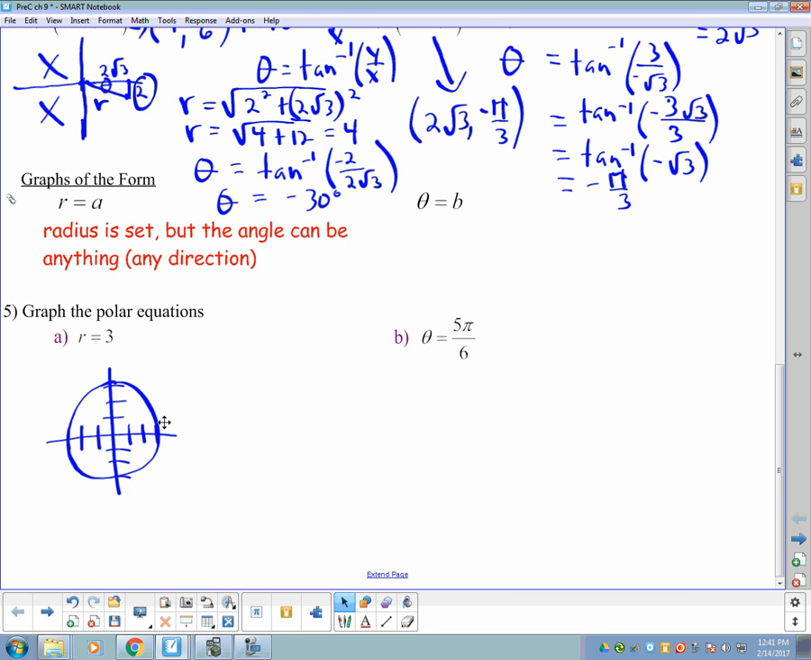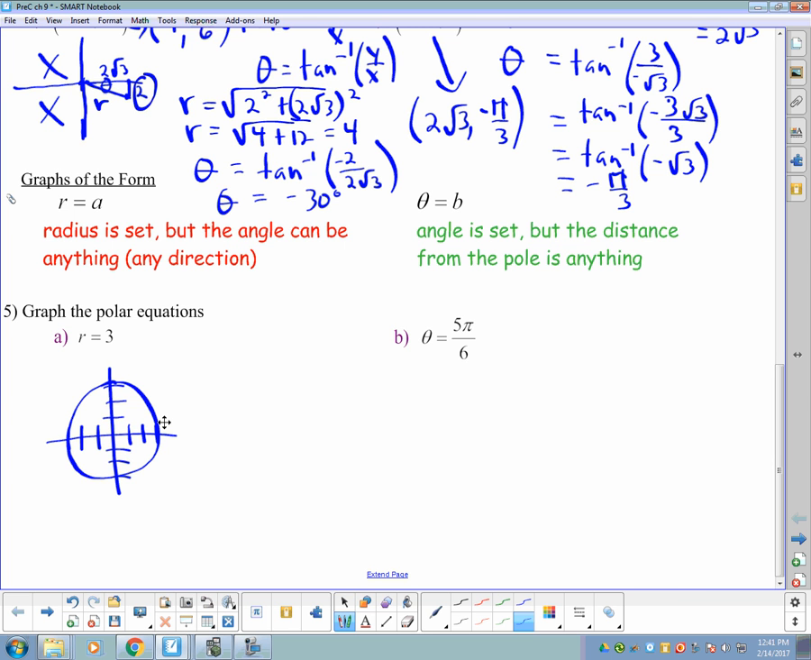And then theta equals b. The angle is set, but the distance from the pole could be anything. What do you think that might be? So theta equals 5 pi over 6. If I were to draw that, 5 pi over 6 is somewhere over here. But then it can also go infinitely in that direction. So yes, it is a line. Theta equals 5 pi over 6.